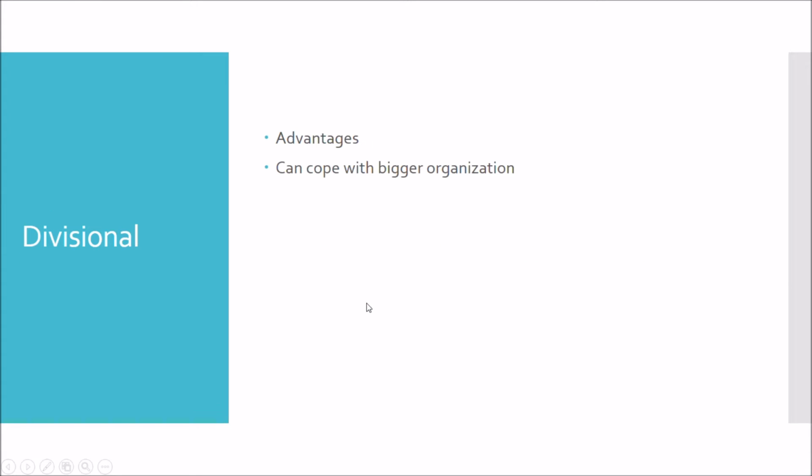In terms of our divisional structure, it can cope with a bigger organisation. Once we get to a particular size, and also if we've got products or projects that have no interrelation with one another, this divisional structure can cope with that kind of organisation. We get greater ownership of management of their divisions.